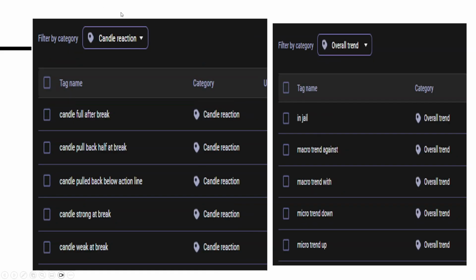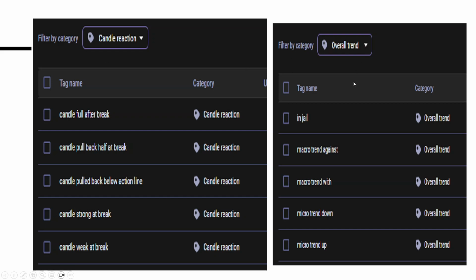Candle reaction. This is based off of the candle as I entered. I entered in a candle. Was the candle full at break? Did the candle pull back halfway at break? Did it pull back below the action line? Was the candle strong at break? Was it weak at break? These are things you want to see because a convincing break can be a lot of things. And we're all in different time frames. So you want to kind of know what's the candle reaction of the candle you entered on.